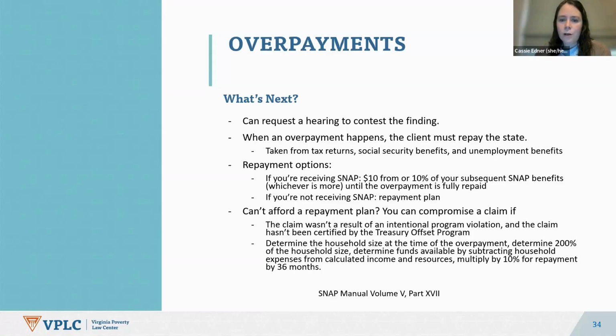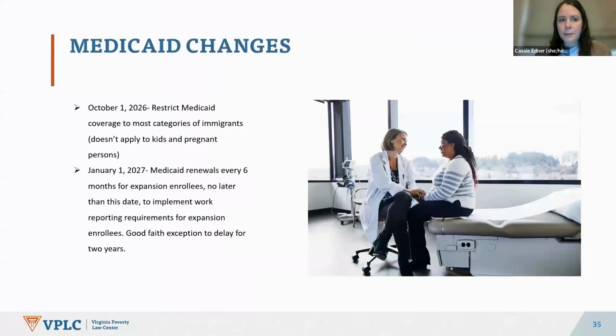And if you can't afford a repayment plan, you can do an offer in compromise where they look at your income and see how much you can afford for a 36-month period.